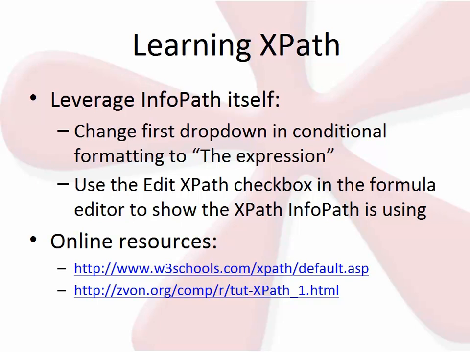The other thing I use is in the formula editor, I check that little checkbox that says Edit XPath, and I take a look at those, and it has really helped me understand how InfoPath is working with its secondary data sources to get back other values. It's helped me understand how to create my own XPath filters, because while the drop-downs in the conditional formatting box can do a lot for you, sometimes you have needs that are more complex than what's provided there.